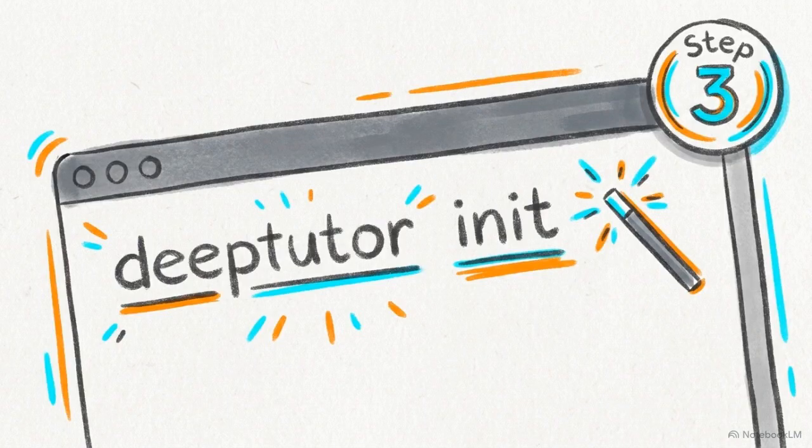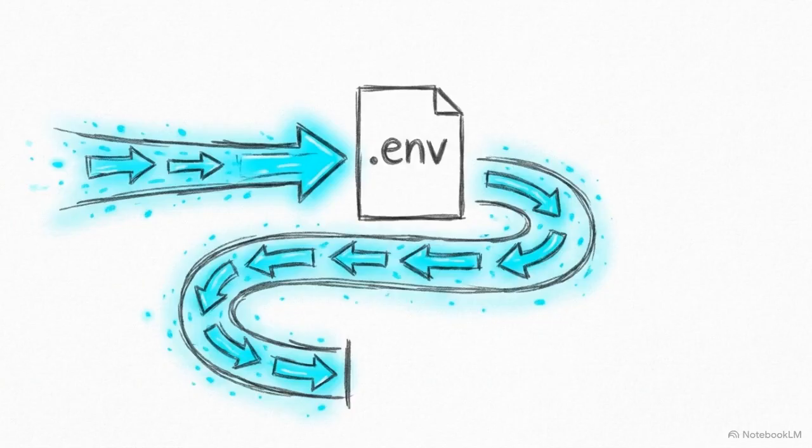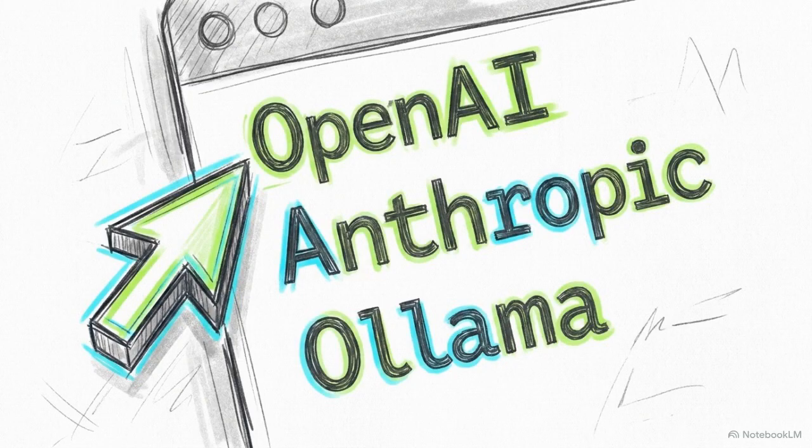To bind your AI model, type DeepTutor init. This triggers an interactive configuration wizard. Do not create a manual .env file in your root folder. The runtime explicitly ignores standard environment files, and trying to force one will cause silent connection failures. Instead, follow the terminal prompts.